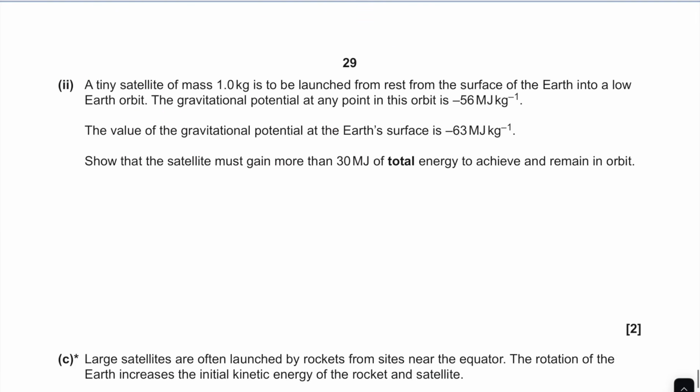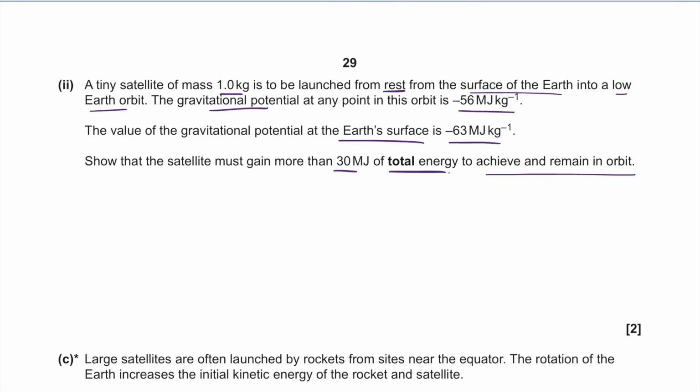Okay, let's move on to part II, where it says a tiny satellite of mass 1 kilo is to be launched from rest from the surface of the Earth into a low Earth orbit. Gravitational potential at any point in this orbit is minus 56 megajoules per kilo, and the value of the gravitational potential at the Earth's surface is minus 63 megajoules per kilo. Show that the satellite must gain more than 30 megajoules of total energy to achieve and remain in this orbit.